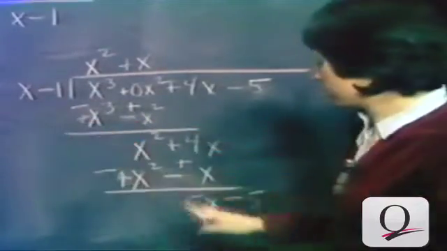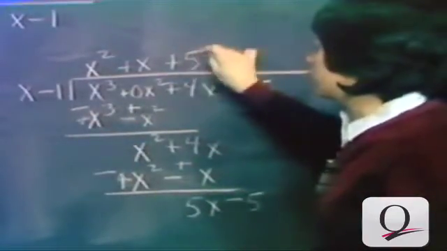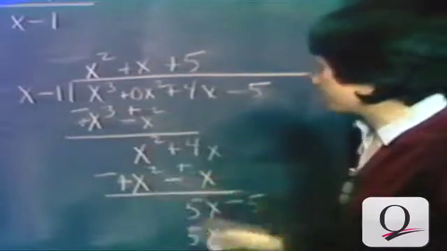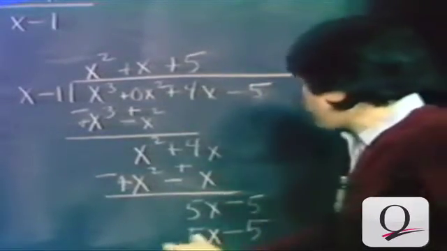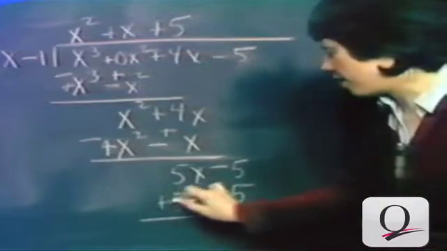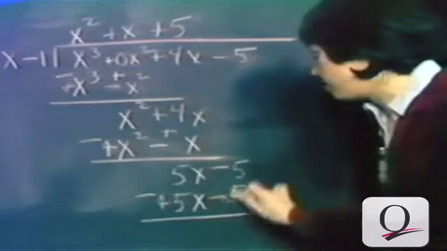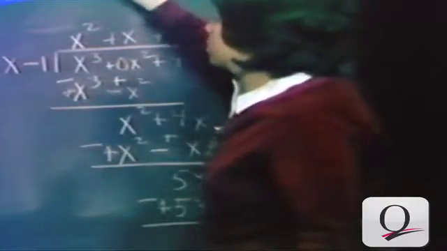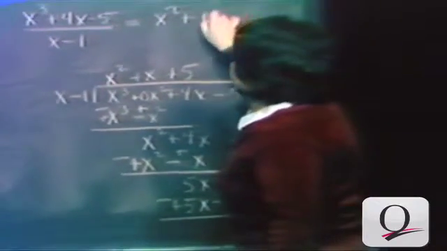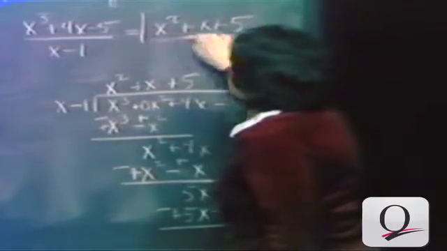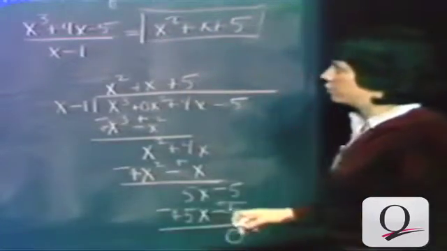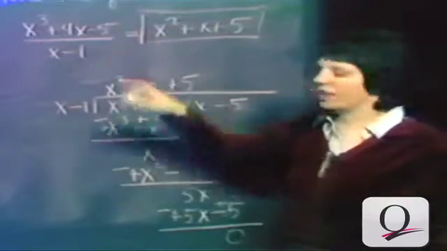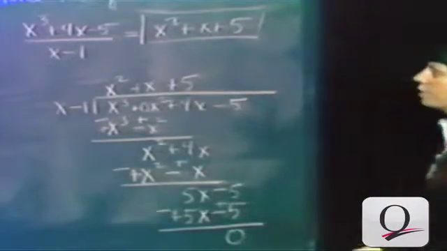Now, how many times does x go into 5x? It goes 5 times. 5 times x is 5x. 5 times minus 1, minus 5. And finally, when we subtract, change the signs and add, of course, we get 0. So our final answer here is x squared plus x plus 5. And this could be checked by taking x squared plus x plus 5 times x minus 1 and getting x cubed plus 4x minus 5.